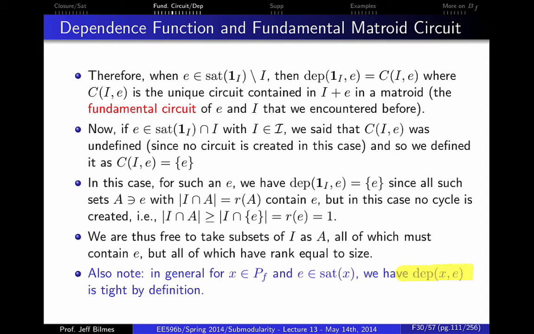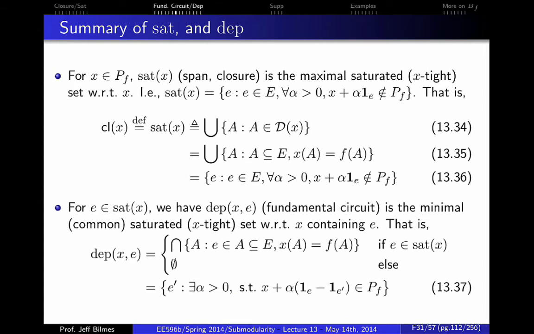And of course, the other thing to remember is that the dep function is basically a tight set. We're defining it in the more general polymatroidal case, and it's going to be a tight set because we've defined it in this other way. So just to summarize sat and dep. We've got sat, which is like the span or the closure in the matroidal case. It's the maximum saturated X-tight set with respect to a particular X. And we have a number of different definitions for it. It's like the closure of X or the sat of X. So there's a number of different ways. And earlier we showed that it's equal to 13.36.